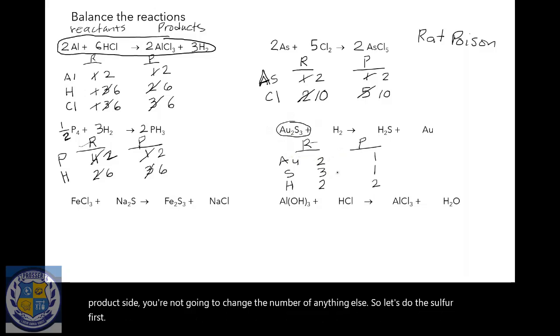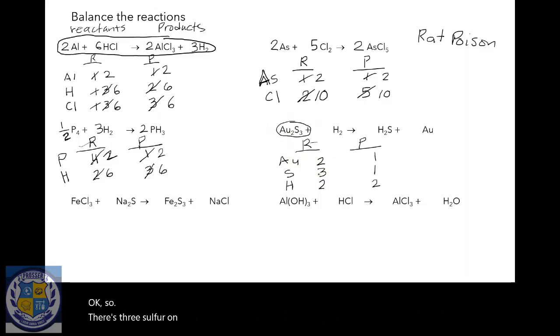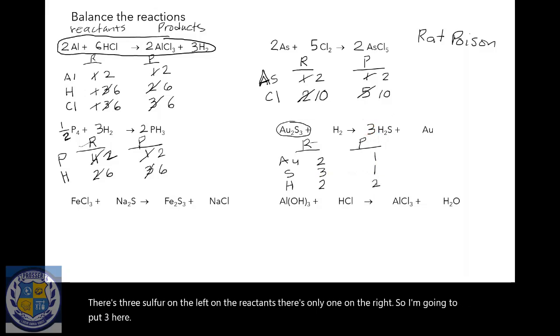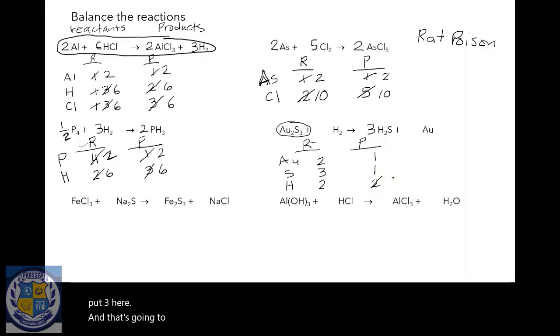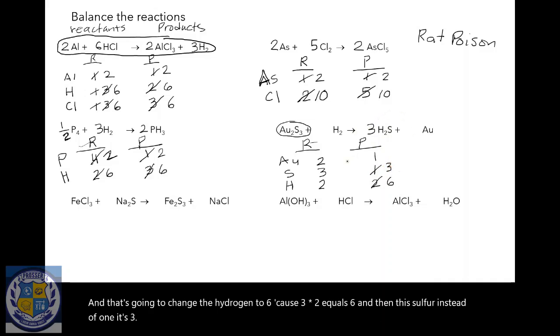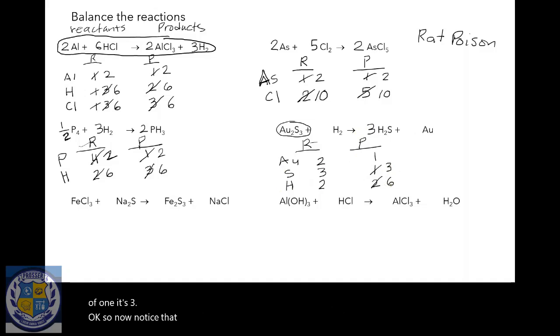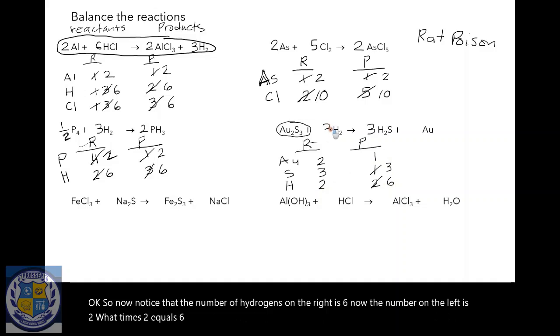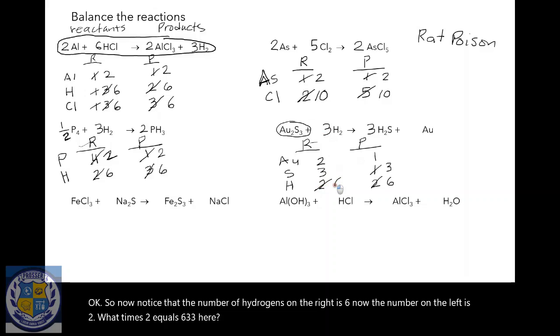Okay, so there's 3 sulfur on the left on the reactants. There's only one on the right. So I'm going to put a 3 here. And that's going to change the hydrogen to 6, because 3 times 2 equals 6. And then this sulfur, instead of 1, it's a 3. Okay, so now notice that the number of hydrogens on the right is 6 now. The number on the left is 2. So what times 2 equals 6? 3. I'll put a 3 here. Okay, that makes that a 6.